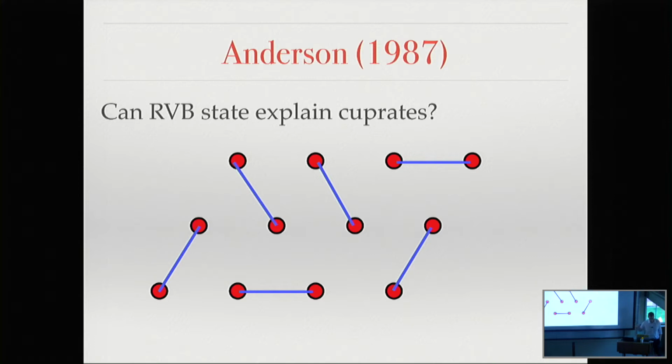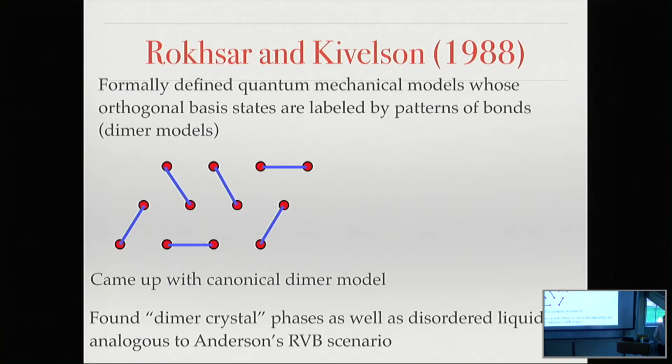A year after Anderson came up with his idea of applying RVB to superconductivity, Rokhsar and Kivelson did the mathematical formalizing of this sort of model, thinking about Hilbert spaces where you label the quantum states by a bunch of bonds connecting sites. They think about it such that if I specify another set of bonds, it's orthogonal to this one. And they came up with what is now the canonical dimer model that people play with. I'll show you what that is in a short bit.